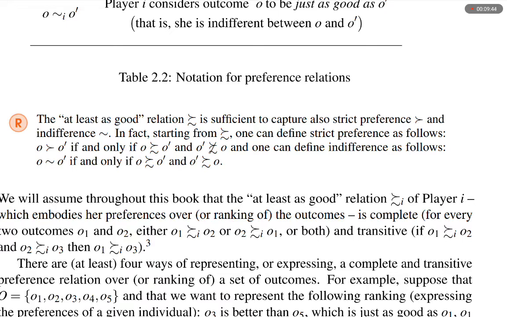It is also transitive: if O1 is better than or just as good as O2 for player I, and O2 is better than or just as good as O3 for player I, then O1 is better than or just as good as O3 for player I.